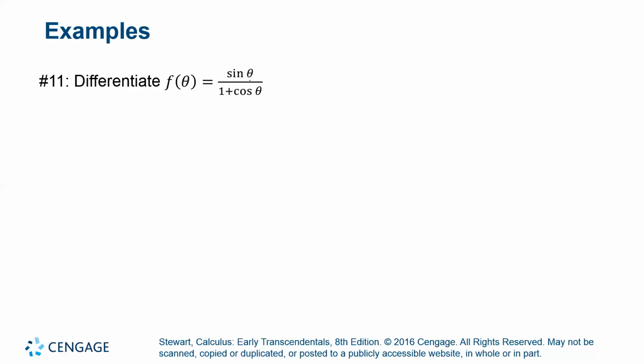Now, let's look at that. All right, so you see, this is a numerator and denominator. So what comes to mind? The quotient rule comes to mind immediately. So let's use the quotient rule and then simplify that. So we have f prime of theta.